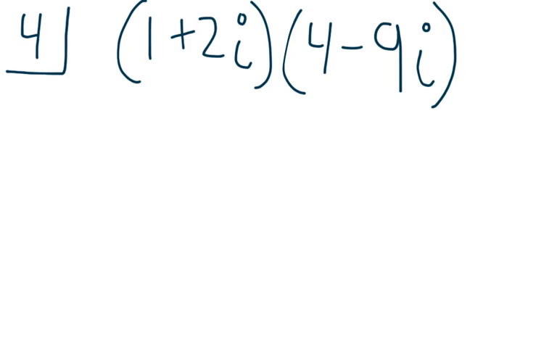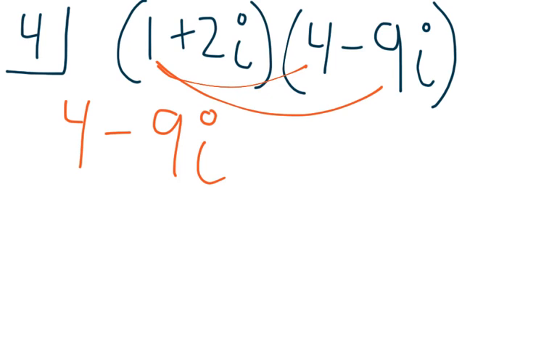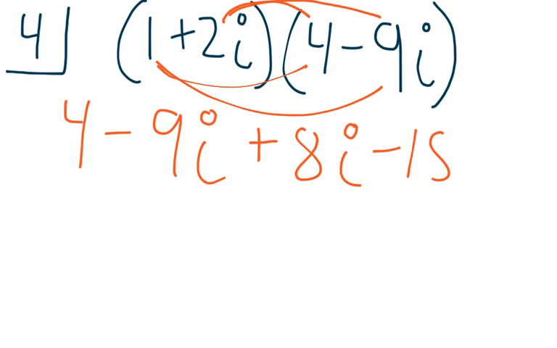Here's the fourth one and the last one for foiling. So this one again, pause the video, try it yourself, come back, see if you're right. If you got it yourself, then you're all good. If not, bring questions in class. Okay, here I go. So I have 4, and then minus 9i, and then plus 8i, and then minus 18i squared.